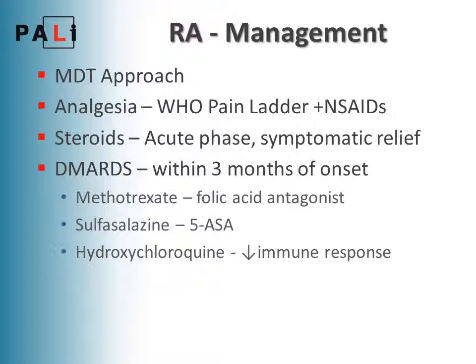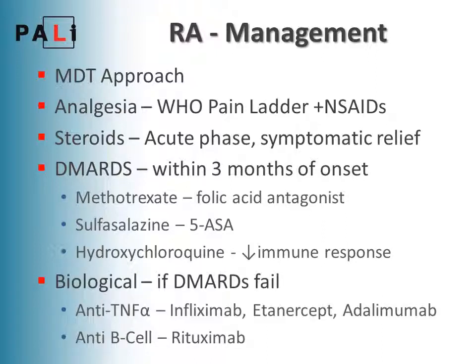This is because they reduce the rate of the disease process and provide patients with relief from the symptoms. Generally methotrexate is the first line, but if patients don't respond to that, you subsequently add in sulfasalazine or hydroxychloroquine. All of these are disease modifying by acting on different pathways, so folic acid antagonism, 5-aminosalicylic acid, and also reducing the immune response as in hydroxychloroquine.